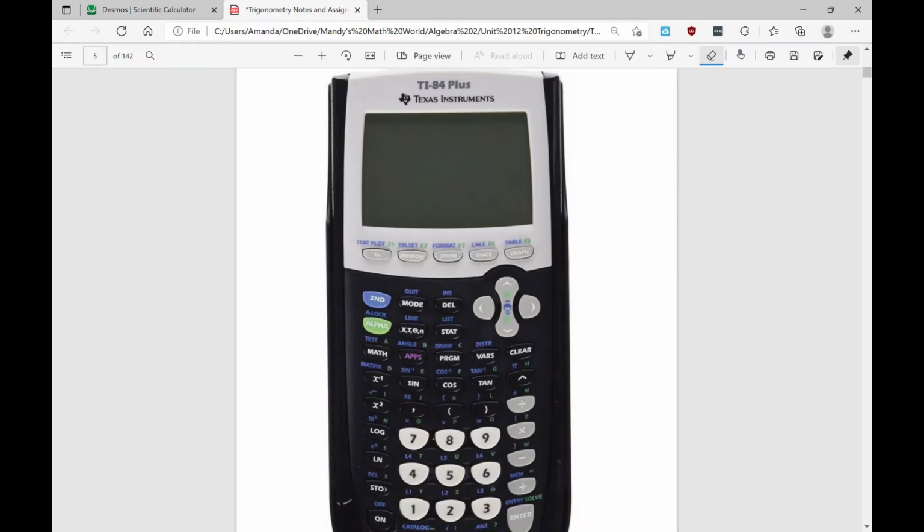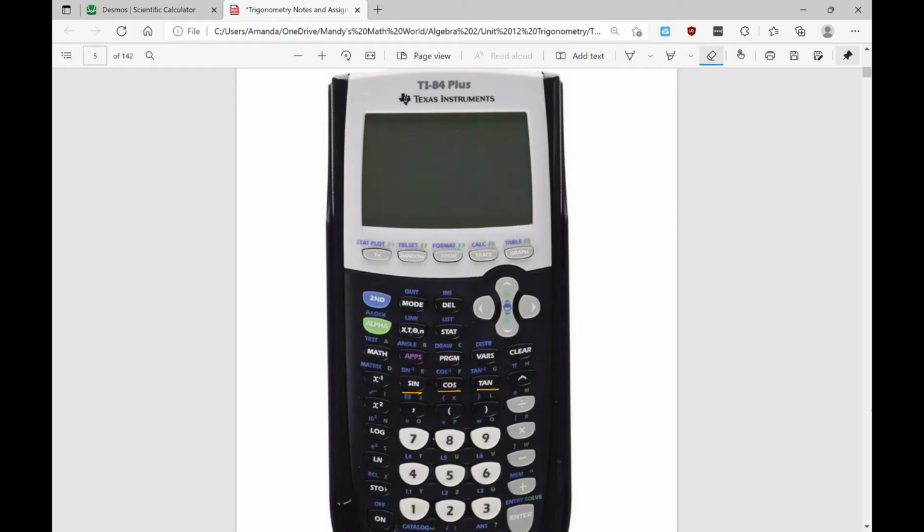So letter A says we're going to enter in the sine of 63 degrees. Your trig functions are right here. I'm going to highlight it so that you can see the buttons are sine, cosine, and tangent, and the blue words above them are sine inverse or arc sine, cosine inverse, and tangent inverse. Those are second functions, so whenever you need those functions, you'll press the second button first.